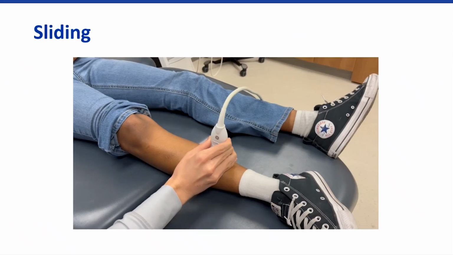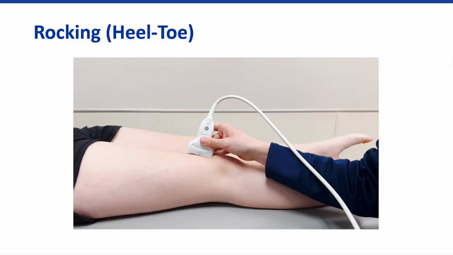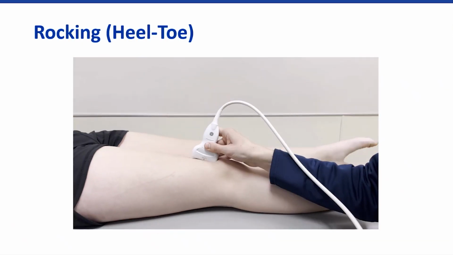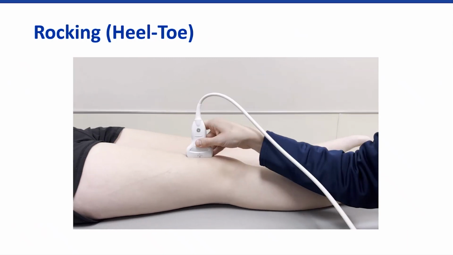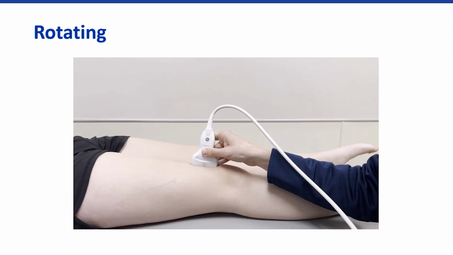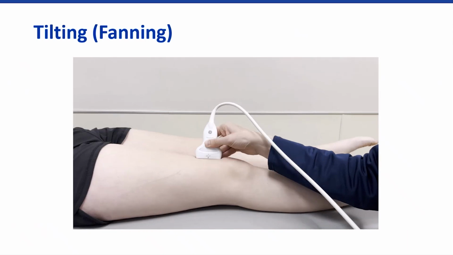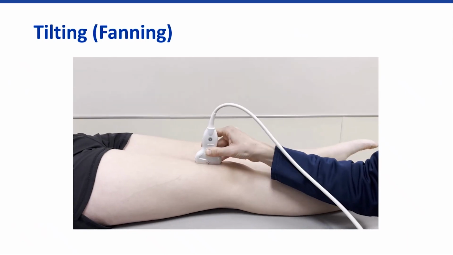So the first one is sliding, right? So just subtle, you can slide side to side, you can slide up and down, all right? The other one we call rocking, or heel to toeing, right? So you can see how that just slightly changes the angle of incidence to try to get more of those sound waves coming back to your transducer. The next one we call rotating. So kind of rotating back and forth there. And then the other one is tilting, right? So tilting back and forth, also called fanning. These are things you guys will practice, but if you get these down, they're going to help you really sharpen your images.